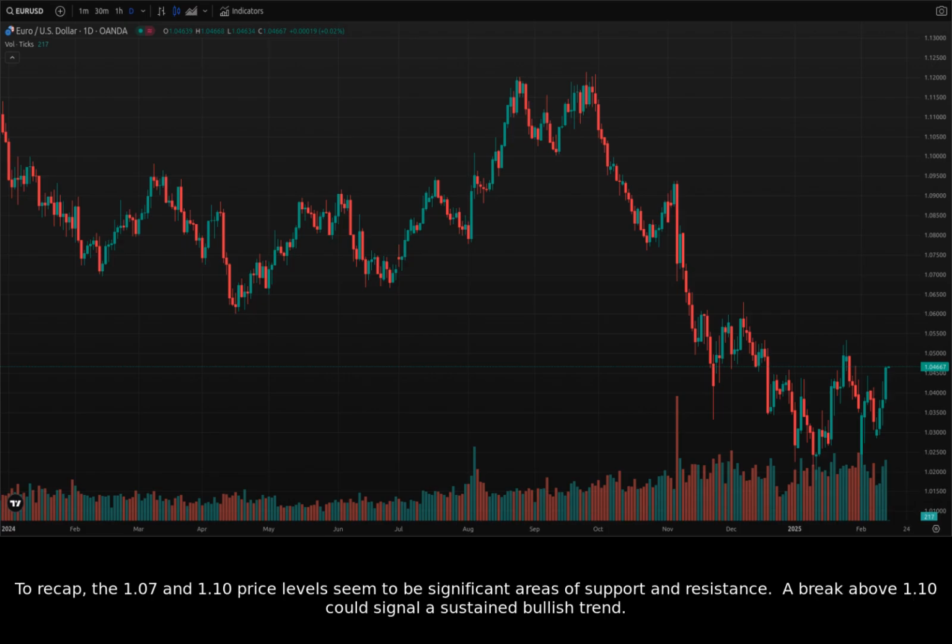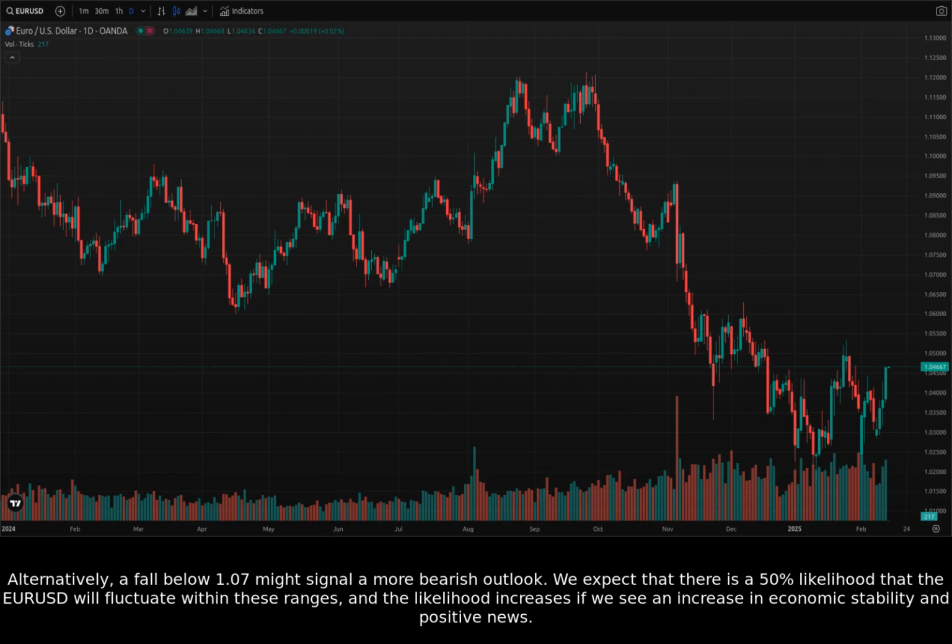To recap, the 1.07 and 1.10 price levels seem to be significant areas of support and resistance. A break above 1.10 could signal a sustained bullish trend. Alternatively, a fall below 1.07 might signal a more bearish outlook.